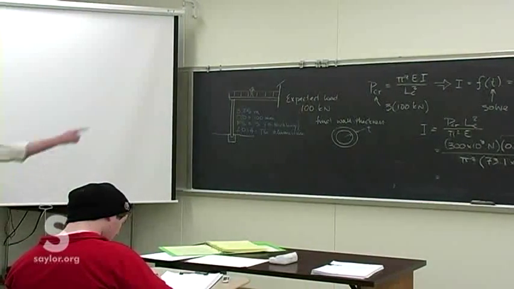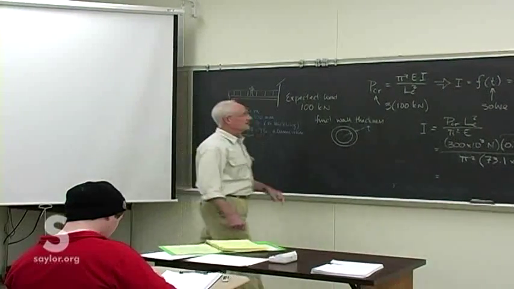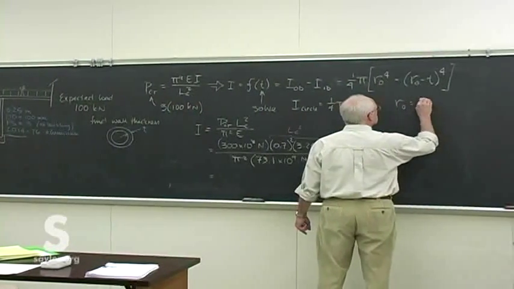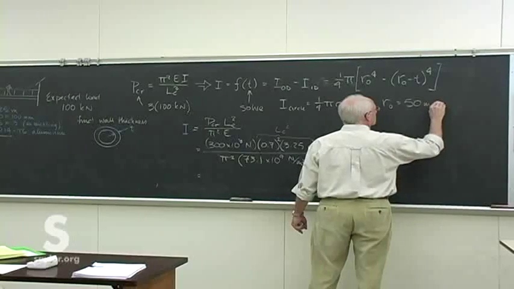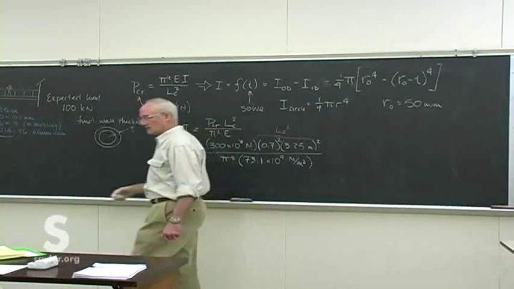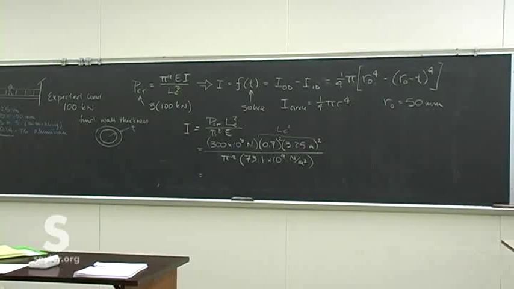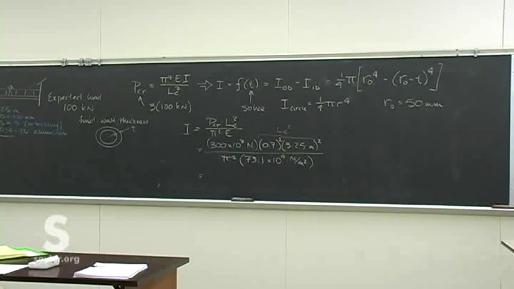So that R0 we need over there is 50 millimeters. Watch your units, though, because everything else is in meters. So I get 7 millimeters from that.